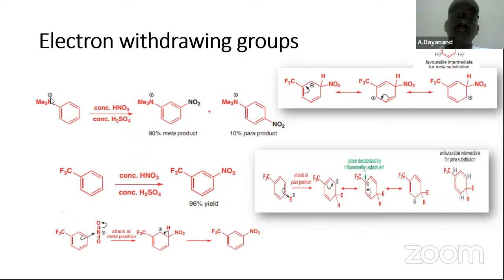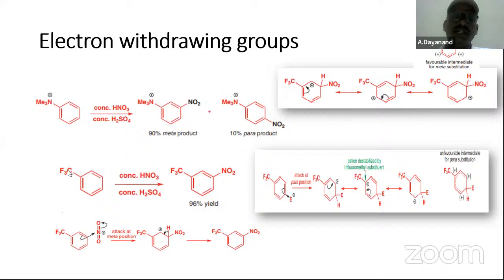With NH3 plus, the nitrogen has a positive charge. If there are lone pairs, it would be NH2. If it is NH2 or NMe2, it is acting as an activating group or para-directing group, whereas here it is an electron withdrawing group, a meta-directing group, a deactivating group. In the nitration mixture, nitration takes place at the meta position instead of the para position. The major product is at the meta position only.